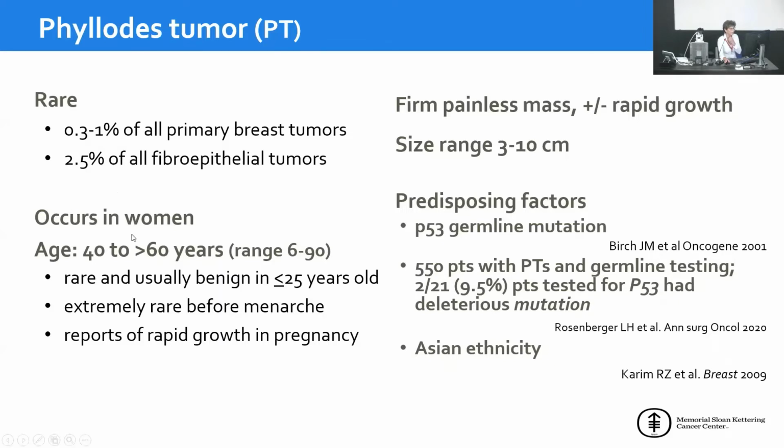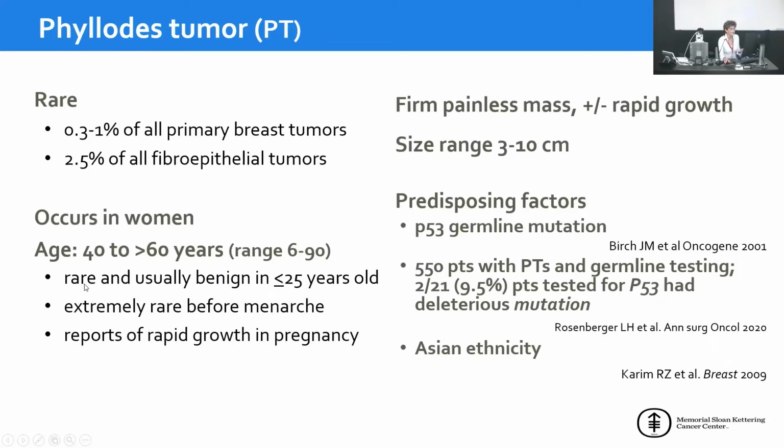They occur in women. There are many reports of Phyllodes tumor in men. Not many, there are a few reports in the literature, but I'm always suspicious about those cases. So in general, I would accept a Phyllodes tumor in a woman. In a man, I will wonder if it is a misdiagnosis of something else. In terms of age, they tend to occur about 15 to 20 years later than fibroadenomas, around the age of 40 to over 60 years.